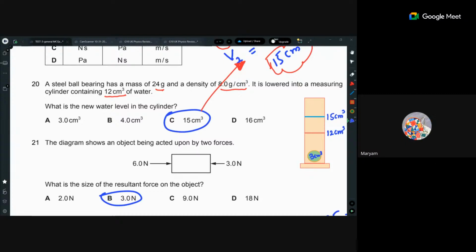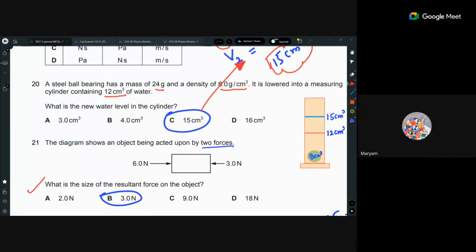Question number 21. The diagram shows an object being acted upon by 2 forces. The easiest question in your worksheet, in the test. So 6 and 3 Newton, acting on resultant forces 3 Newton. So option B was correct.